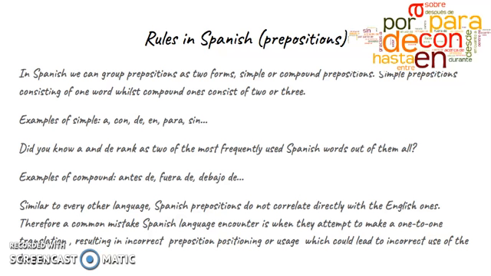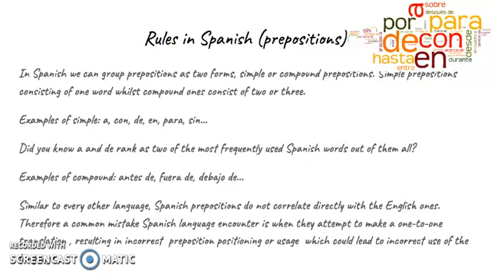Rules in Spanish. Prepositions. In Spanish, we can group prepositions into 2 forms, simple or compound prepositions. Simple prepositions consist of one word, whilst compound ones consist of 2 or 3. Examples of simple are a, con, de, en, para, and sin. Did you know a and de rank as two of the most frequently used Spanish words out of them all? Examples of compound: antes de, fuera de, debajo de.